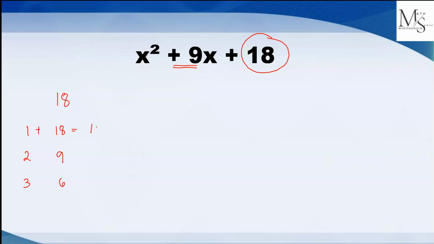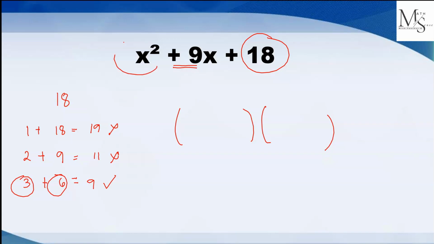1 plus 18 is 19, so this cannot be the factor. 2 plus 9 is 11, this cannot be. And then 3 plus 6 is 9. Hence, we'll use the factors 3 and 6. Now, let's factor it. The factors of the first term x squared are x times x. And let's use the factors positive 3 and positive 6 as the partners of x. Hence, the factors are x plus 3 and x plus 6.